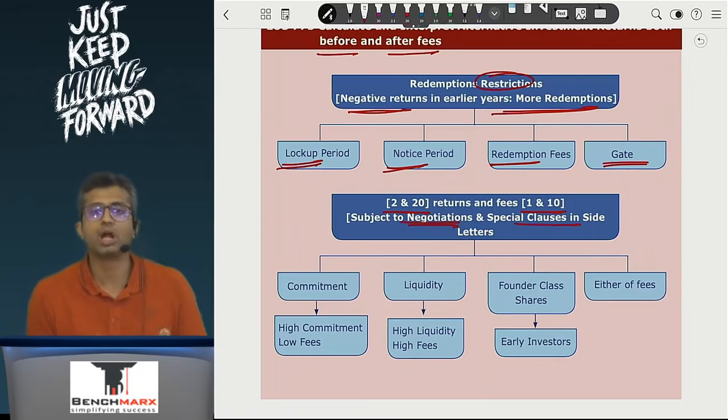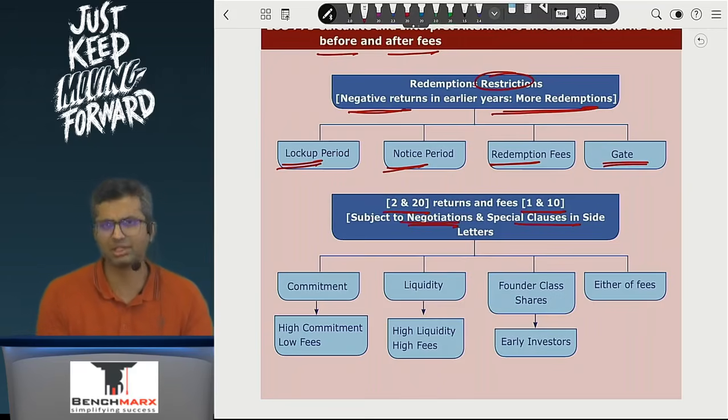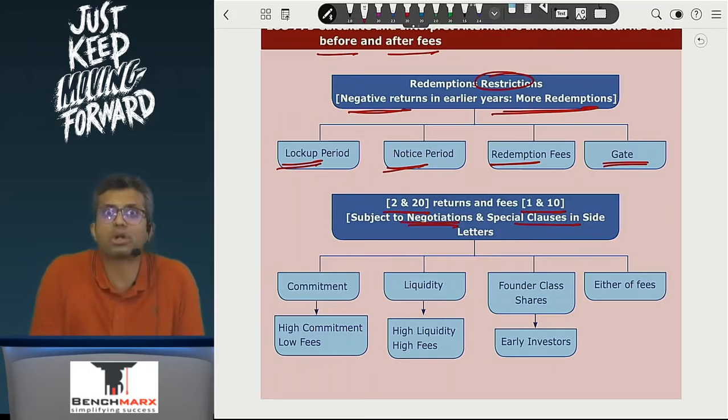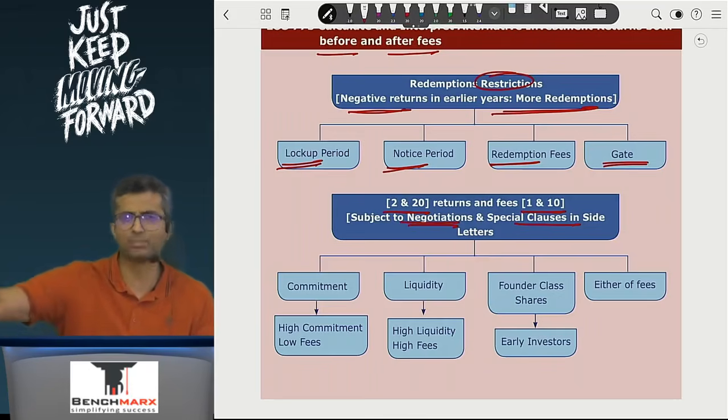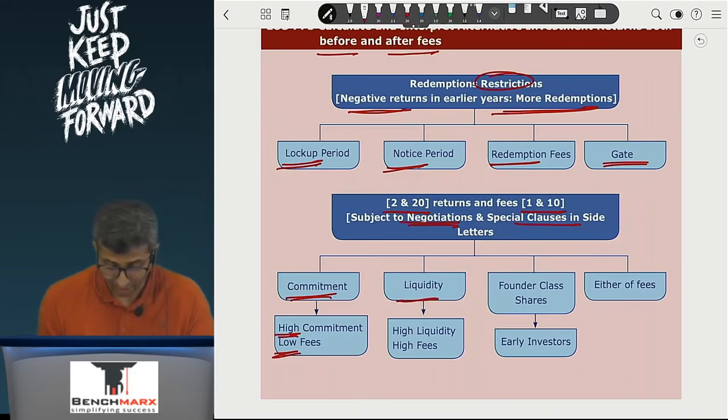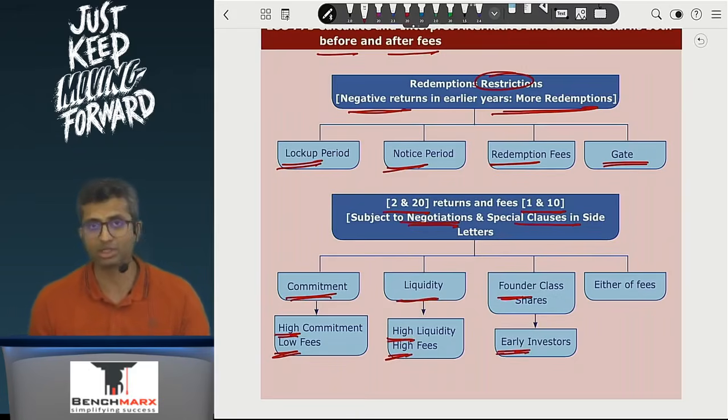Like if I am committing money very early, like a founder, for example, I might demand lower fees. These are called founder class ownerships, where you can negotiate a lower fee in a side letter. Or if I'm committing a very big amount, I'm giving you a big commitment, I can negotiate for a slightly lower fee. Or if I am demanding more liquidity, I'm saying that no, I don't want such lockup periods and notice periods, then they might say in such a case, you'll have to give me a higher commission or higher management fee. So if there is more commitment, then you can negotiate for lower fees. If you want high liquidity, you should be prepared to pay higher fees. Founder class, if you're investing early, maybe you can get lower fees.